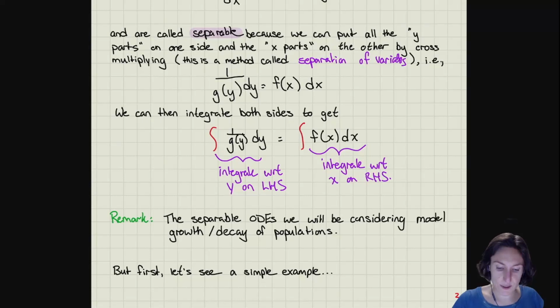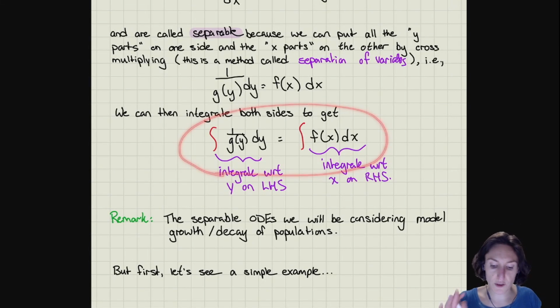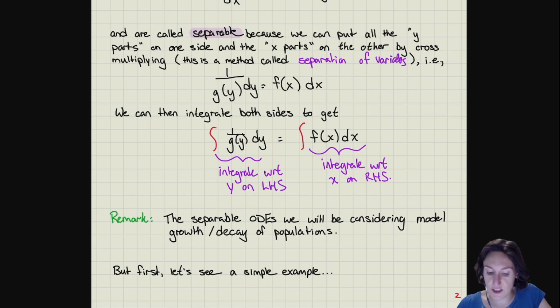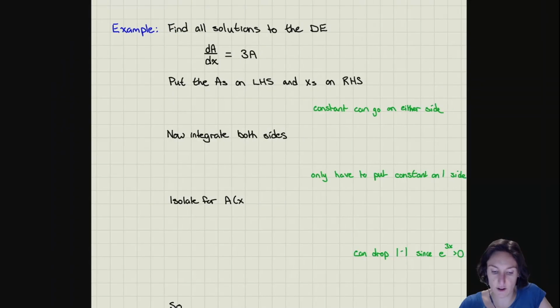And these types of differential equations are really useful even for the level that we're at and what we've learned, because they can be used to model growth and decay of populations. Okay, so let's just first look at a mathematical example where we can actually see how the math works, and then we'll talk a little bit more about the life science approach to it.